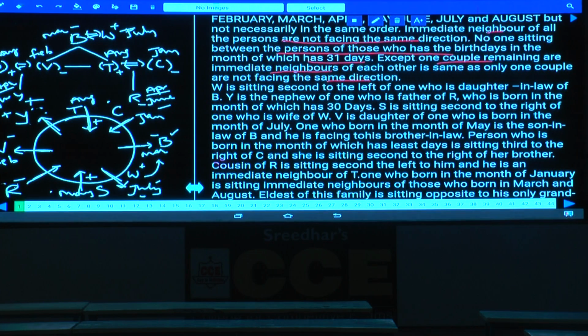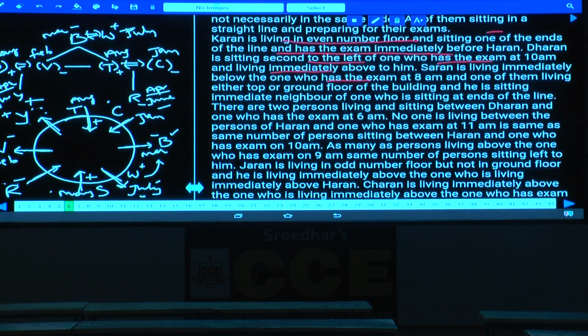Then question number 6 to 10. Yes, tell me what is there in this one. Now in this one there are 7 persons, Charan, Varan, Karan, Saran, Jaran, Dharan and Haran, isn't it? C, V, K, S, J, D, H. Now sir, if you observe here, the names of these 7 persons are starting with 7 different letters, so rather than writing the entire name, let us represent the names of these persons with the first letter.